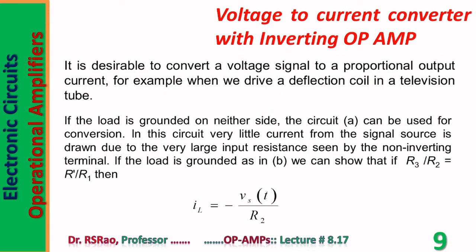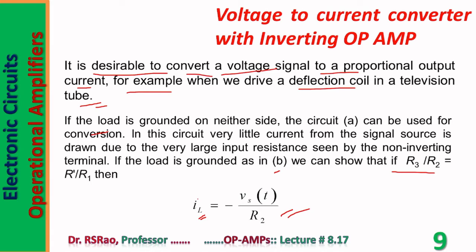A few points regarding voltage to current conversion. It is desirable to convert a voltage signal to a proportional output current. For example, when we drive a deflection coil in a television tube, if the load is not grounded on either side, circuit A can be used for conversion. In this circuit, very little current from the signal source is drawn due to the very large input resistance seen by the non-inverting terminal. If the load is grounded, as in B, we can show that with R3 by R2 equal to R prime by R1, the load current IL is equal to minus Vs of t by R2.